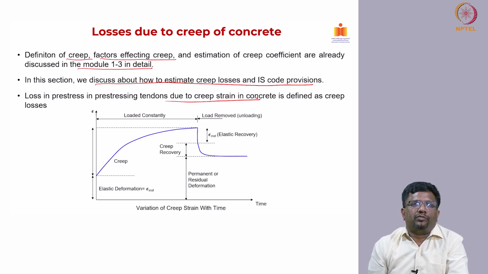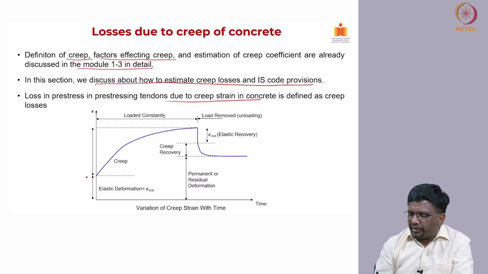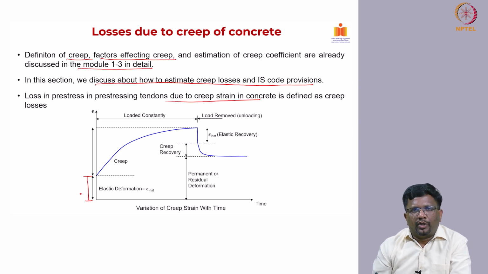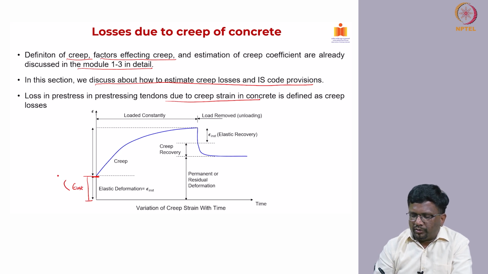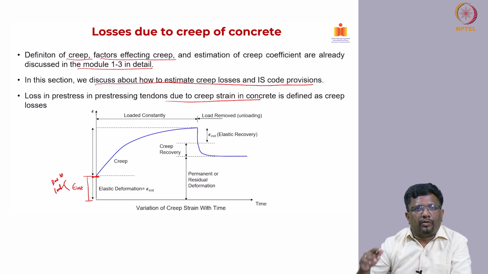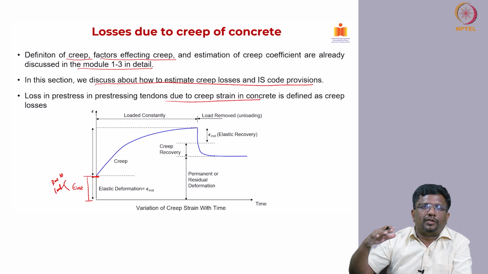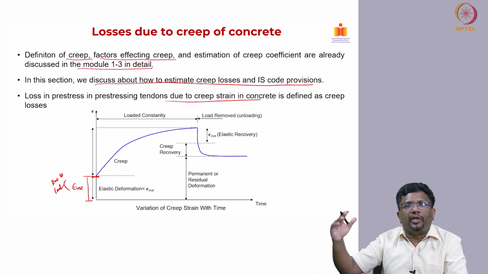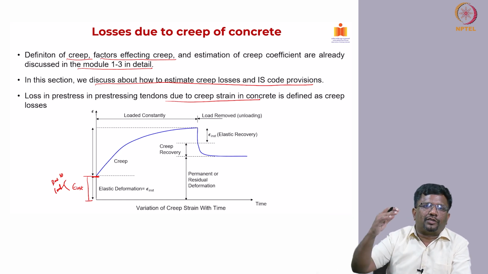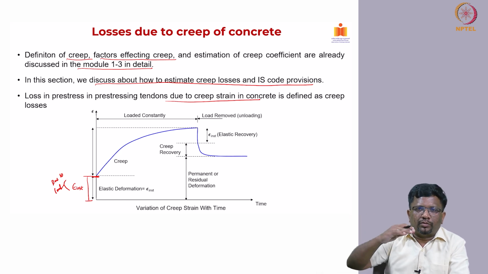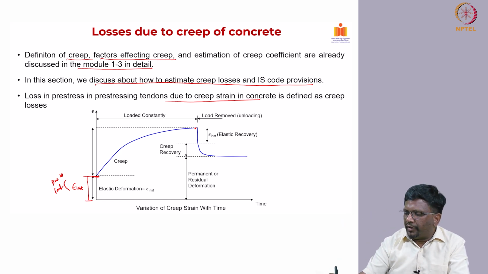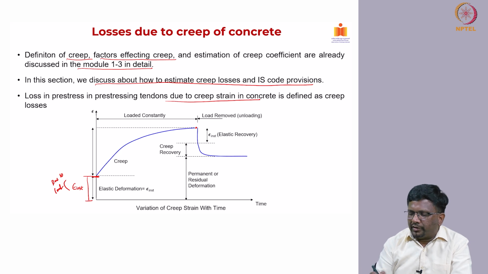Right. So now let's see. This is the variation of strain that you have discussed in the first module, and this is your initial strain that you are applying due to load. The load remains constant, but the strain in the concrete doesn't remain constant. The strain keeps on increasing. Initially, the increase in strain is higher, but at a later point of time, it plateaus. So if you see here, the total strain is this.